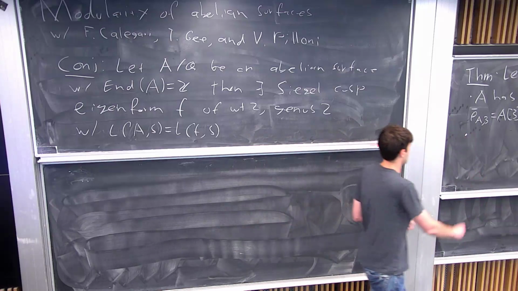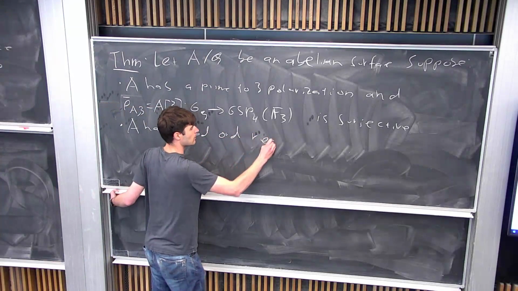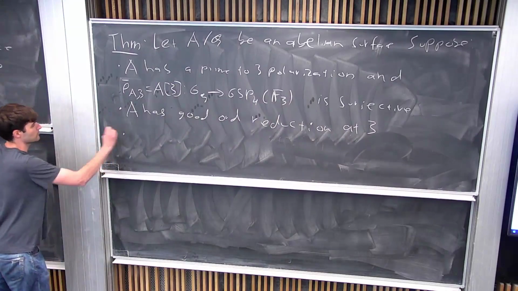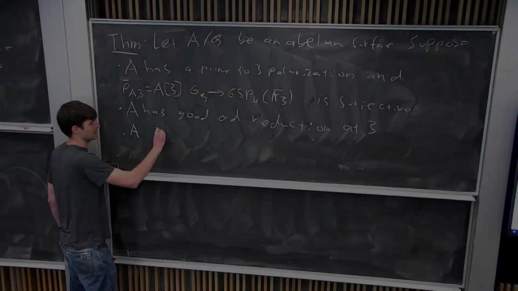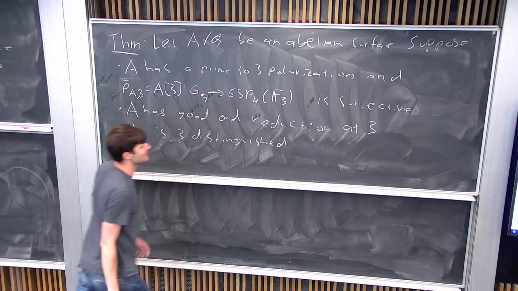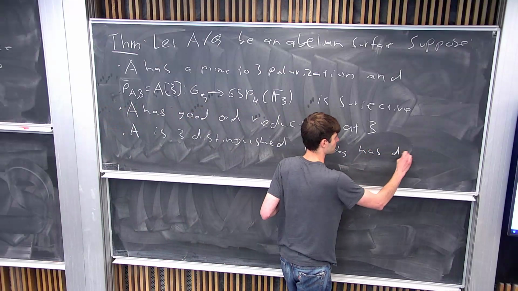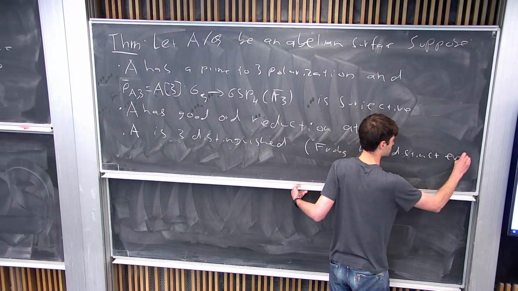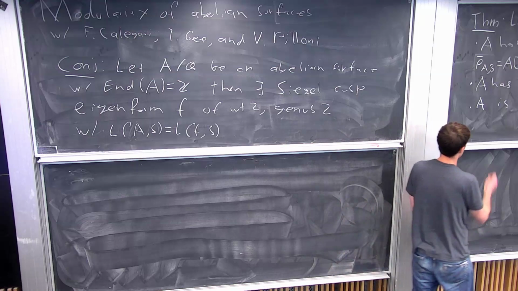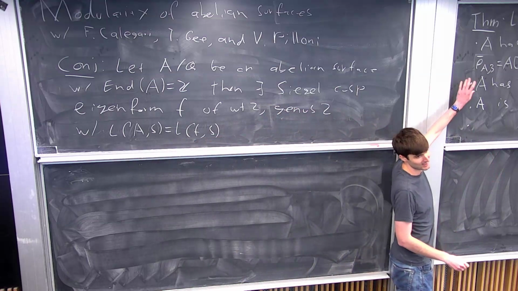I'm going to assume that A has good ordinary reduction at 3. Again, it's not totally necessary, but it doesn't really matter. I'm going to assume that A is 3-distinguished. There are lots of 3s in this term. So this means that Frobenius at 3 has distinct eigenvalues. The distinct characteristics are like, for example, the l-adic Tate module for l not equal to 3. And so you can kind of anticipate why I like hypotheses like these.